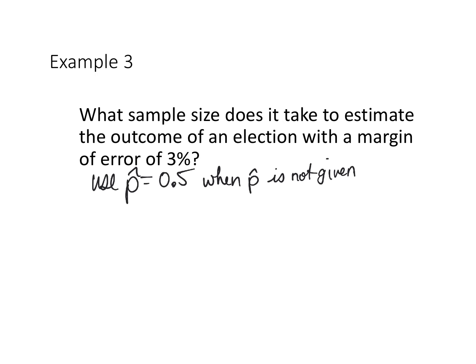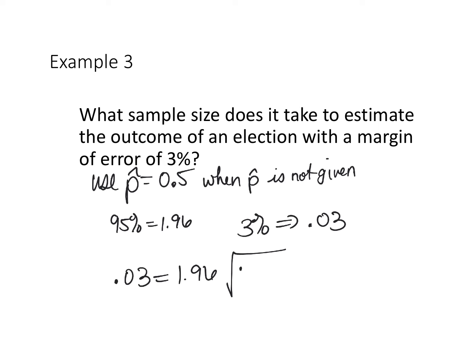Okay. Same formula. 95% is going to be 1.96. We're going to use 95% because almost all polls about elections or anything like that are done with a 95% confidence level, and 3% margin of error. So what's 3% as a decimal? 0.03. So 0.03 equals 1.96 times the square root of 0.5 times 0.5 over n.